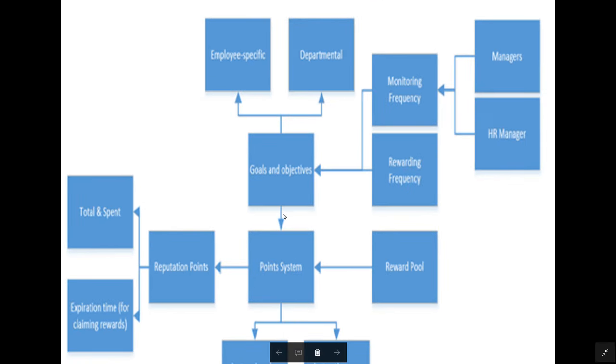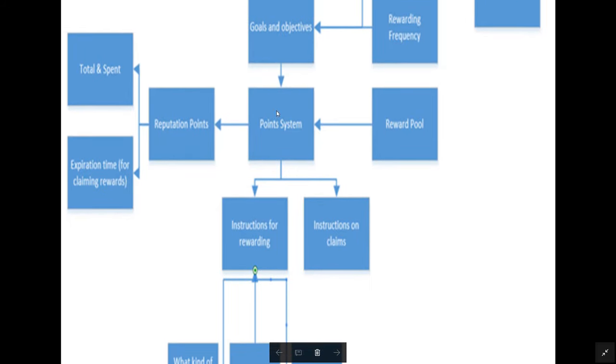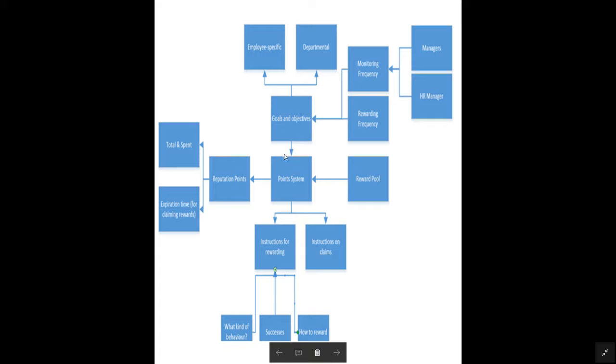And underneath the goals and objectives, you can find the second main module, the point system. And as you can see, it consists of several child modules. And indeed, the reputation points, the reward pool, and the instructions on reward process.